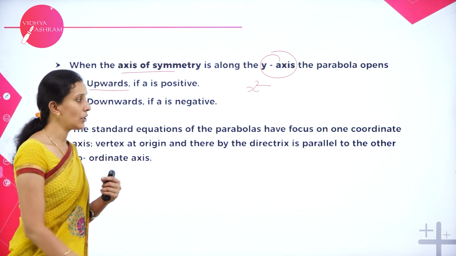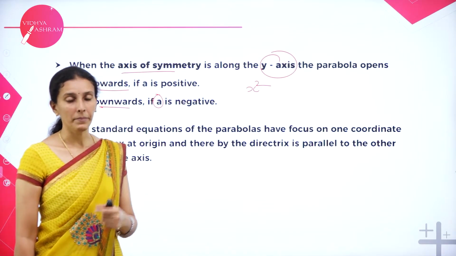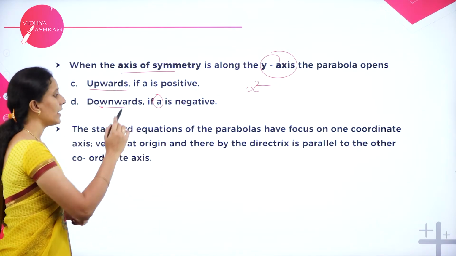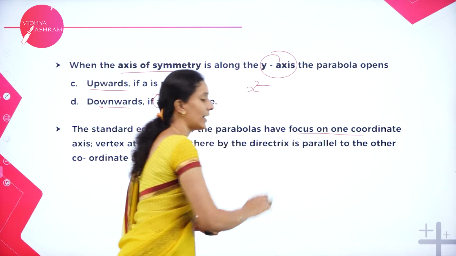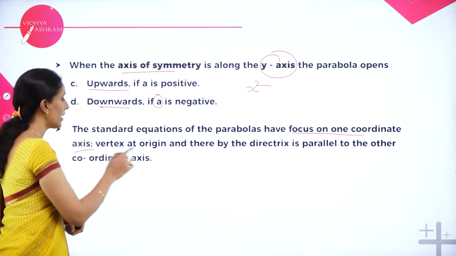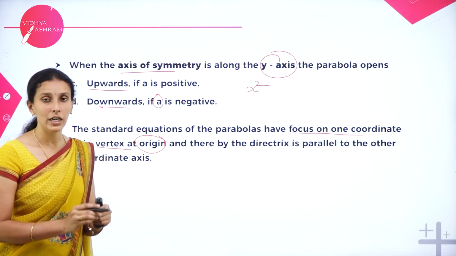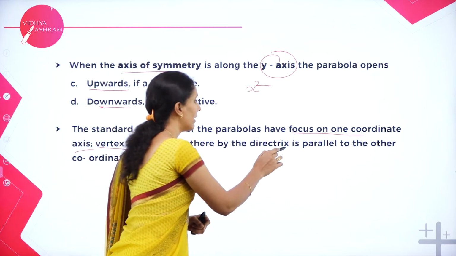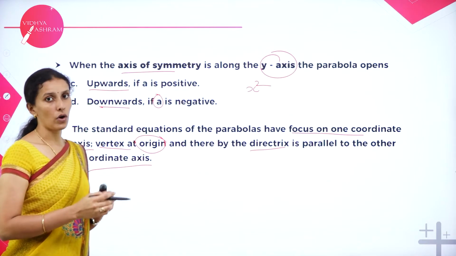If the focus value is negative, that is if a is negative, it is a downward parabola. Next, the standard equations of the parabolas have the focus on one coordinate axis. The vertex is always at the origin. Remember, the origin is always called the vertex of the parabola, and the directrix will be parallel to the other axis, on the other coordinate axis.